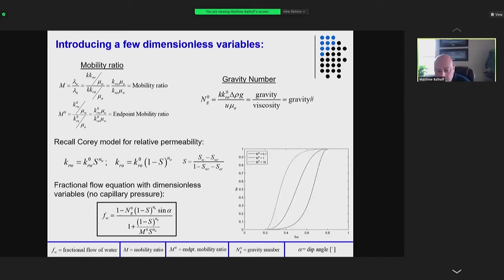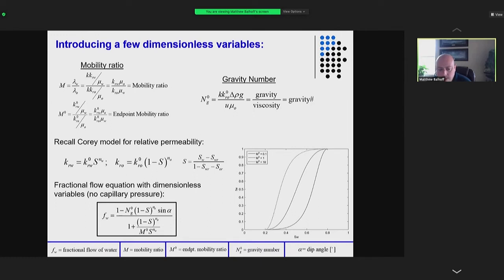And if you were to plot the fractional flow versus water saturation at different endpoint mobility ratios, 0.1, 1, and 10, you would get curves that look like this. And here I should say that the dip angle is zero. I'm going to show some plots later where the dip angle is not zero. But these are what typical fractional flow plots look like, and these are at different endpoint mobility ratios.